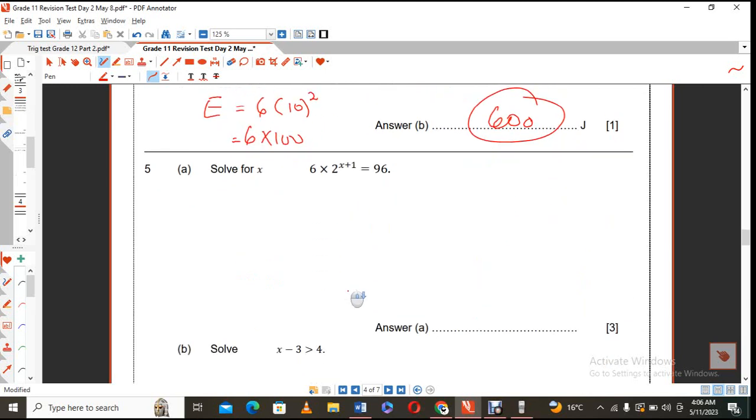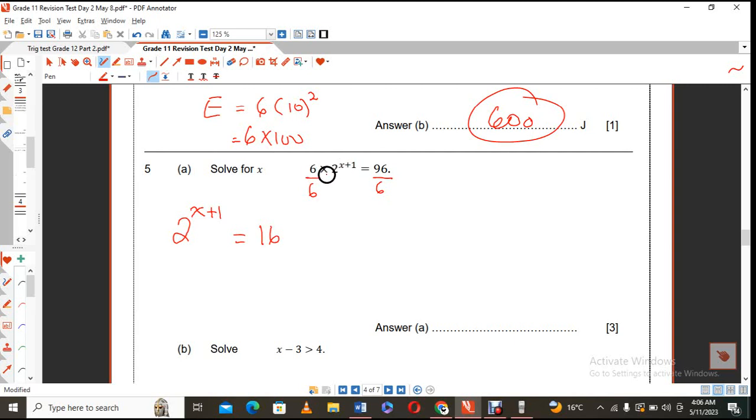Question 5, you have got an equation here, and you need to first remove the 6. Cannot multiply 6 times 2, that's not what we do. You'll have 2 raised to the power of x plus 1 equals 16, because 96 divided by 6 is 16. This has got an index, so you cannot multiply this base with the 6, because you first have to find the indices before you multiply.